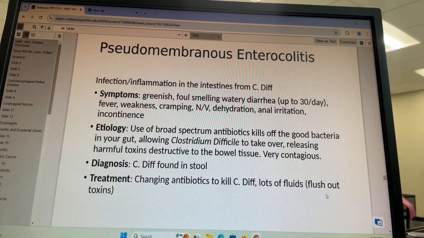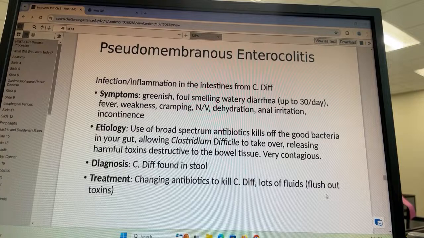I like to think of it as hotel rooms. If all the hotel rooms are occupied with good bacteria, there's no room for bad bacteria to move in because there's no occupancy. But if all the good bacteria is gone and now it's just empty, the bad bacteria, the Clostridium difficile, is like, oh sweet, we can move in. So they move in, they take up residence, and now you're overrun with the bad bacteria. Does that make sense?